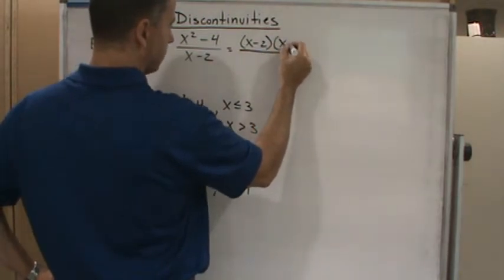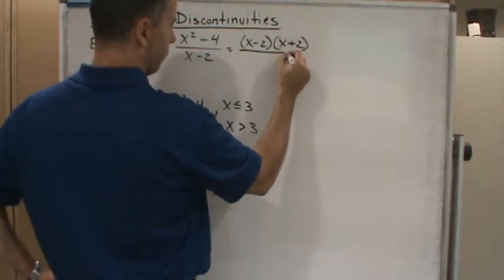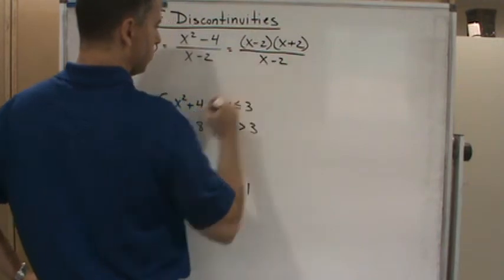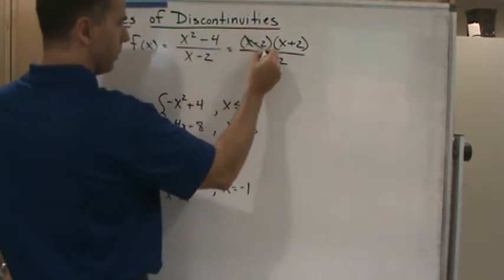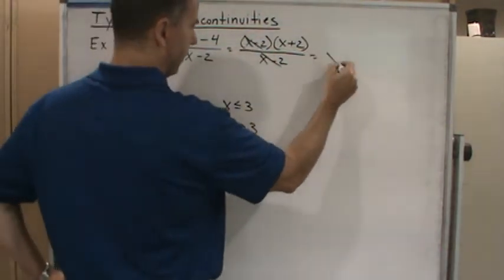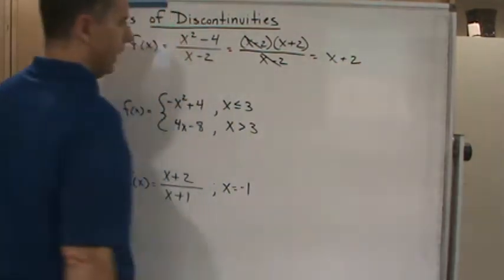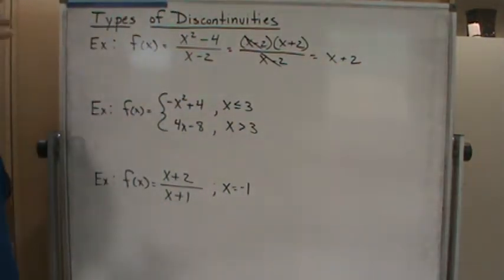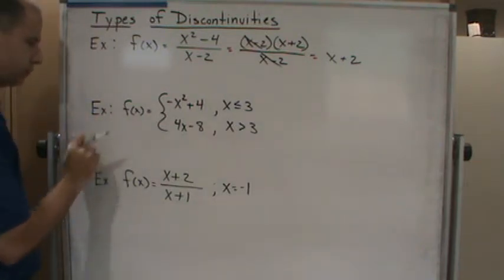So we got x minus 2, x plus 2 in the numerator. We got x minus 2 in the denominator. And then, of course, these two factors cancel out, and we get x plus 2. And we see that now the discontinuity is gone. And so this is a removable discontinuity at x equals 2. Okay? Now, what about this example here?